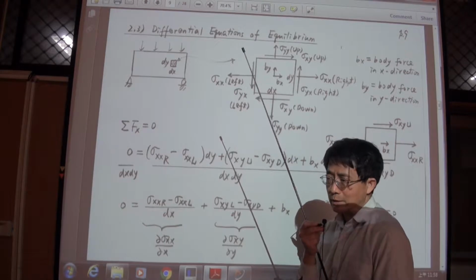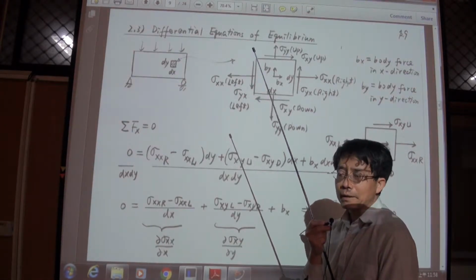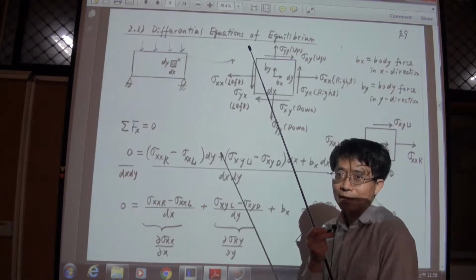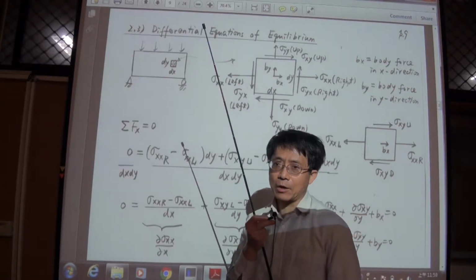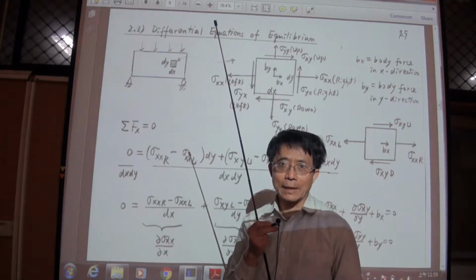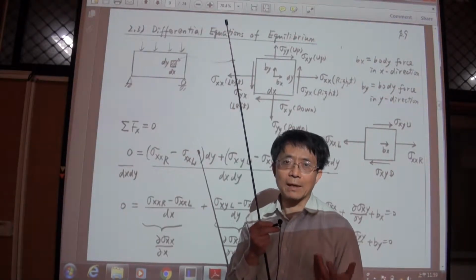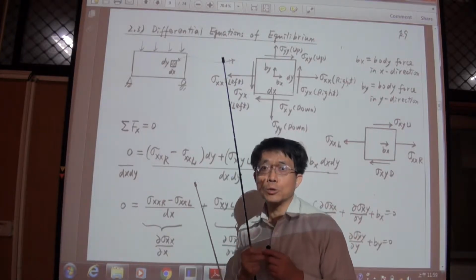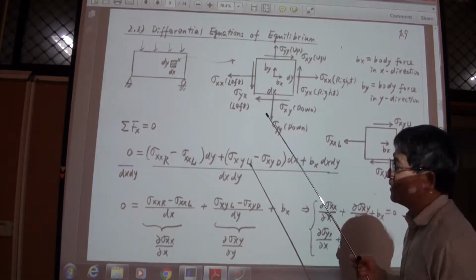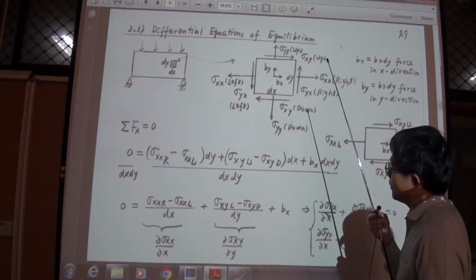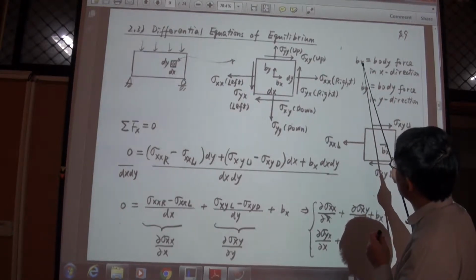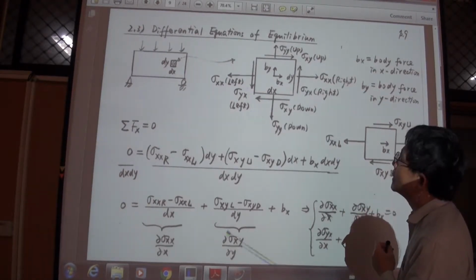In some special cases, when we consider the material point is subjected to some electromagnetic field, for example, the cell in your body is affected by the electromagnetic field near you, then you may have some body force in the x direction. But in general, for a beam in civil engineering, we take Bx as zero and By as the weight.